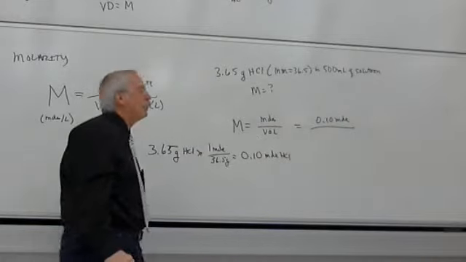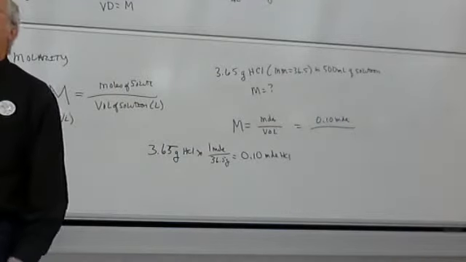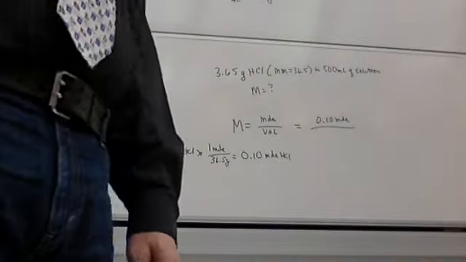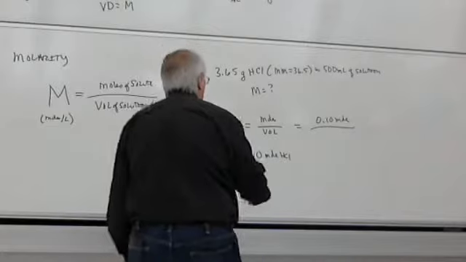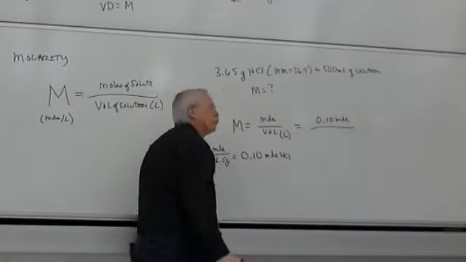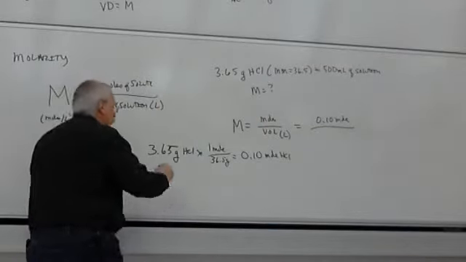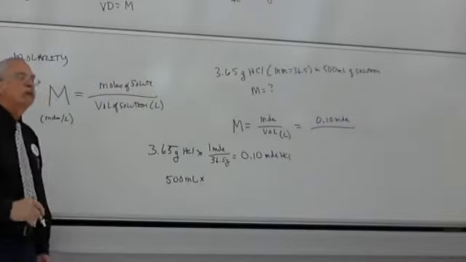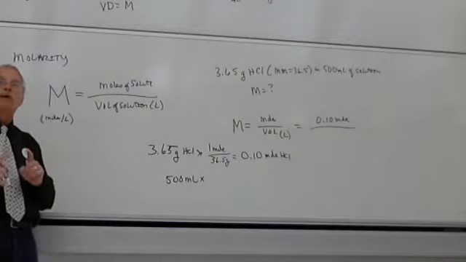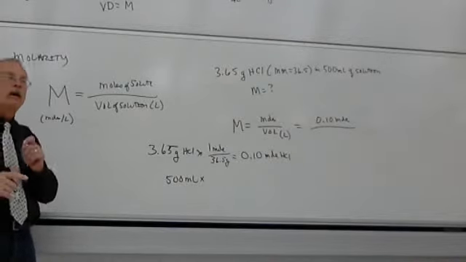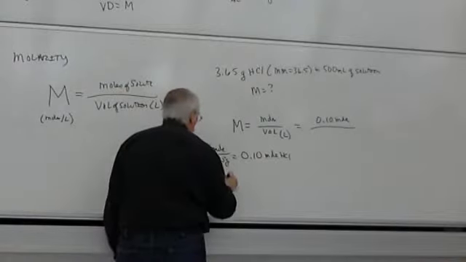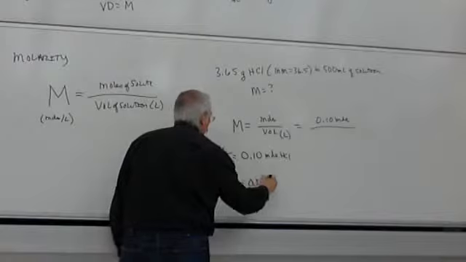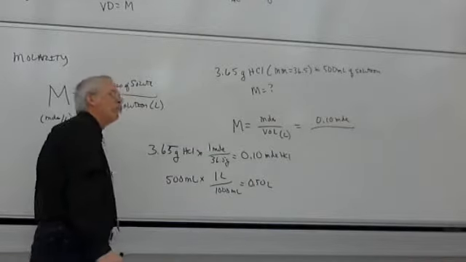How about the volume? Is that given to me directly in the problem? No. Right, it's given to me, but not in the unit I need, because the volume has to be expressed in liters. So 500 milliliters, can I change that into liters? Yes, because I know 3 Greek prefixes: centi, milli, and kilo. So I know that in 1 liter there are 1,000 milliliters, so I'm dealing with 0.5 liters.